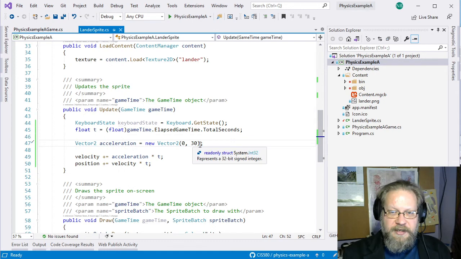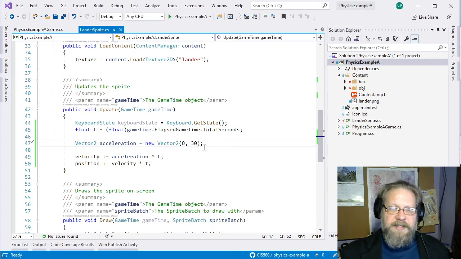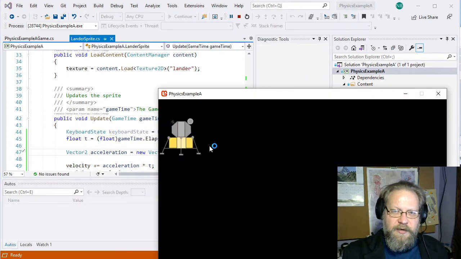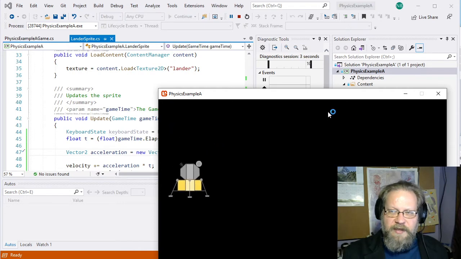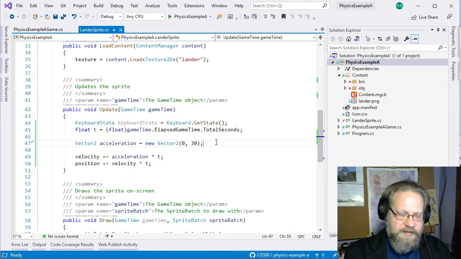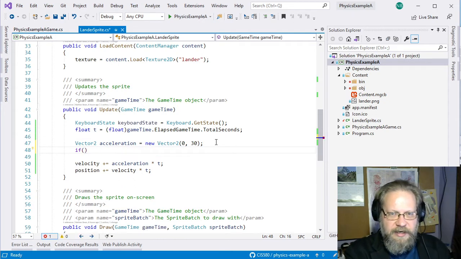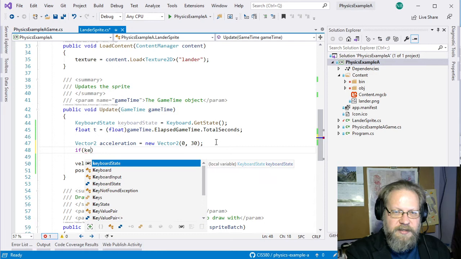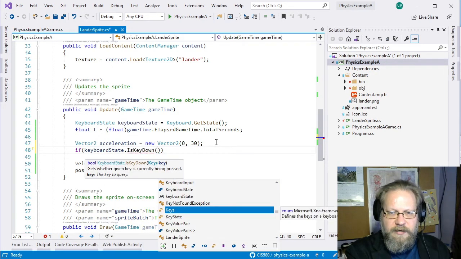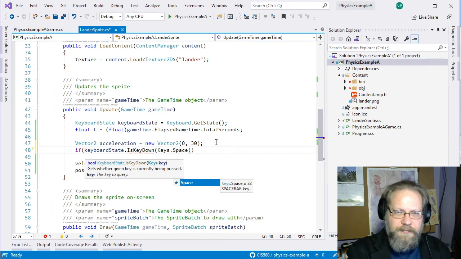Alright, so that's our acceleration in a downward direction, but now we want to add acceleration also when the rocket of this lunar lander is firing. And in these lunar landers, that rocket was always mounted directly beneath the center of gravity of the lander, which means we don't have to deal with torque or angular motion, angular dynamics. We're going to talk about those in the next video. So if we don't have to deal with that, that's a lot easier. So we'll actually tie this acceleration upwards, or the firing of our rocket, to a keyboard key, and we're going to use keys.space here.